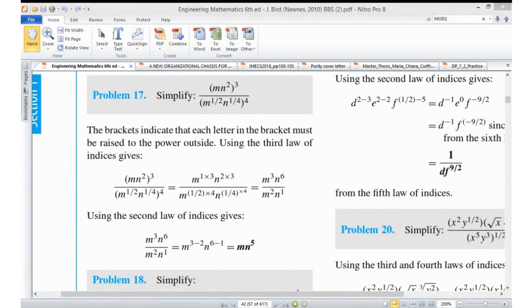Then because we have like terms here, we can re-express this further. m power 3 divided by m power 2, that means we subtract the powers, so 3 minus 2. For n power 6 divided by n power 1, we also subtract, 6 minus 1. And finally, we get m and n raised to power 5 as our final answer.